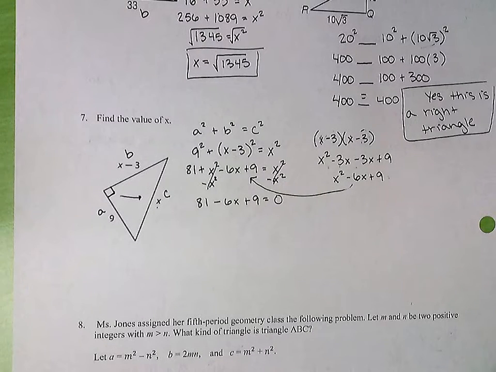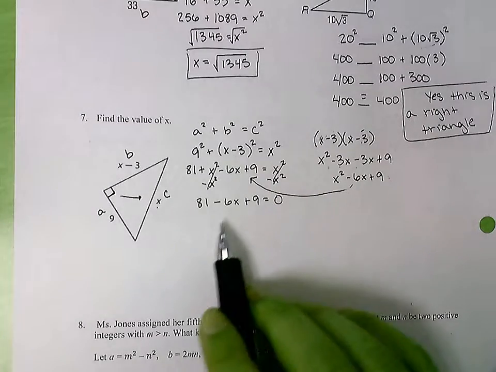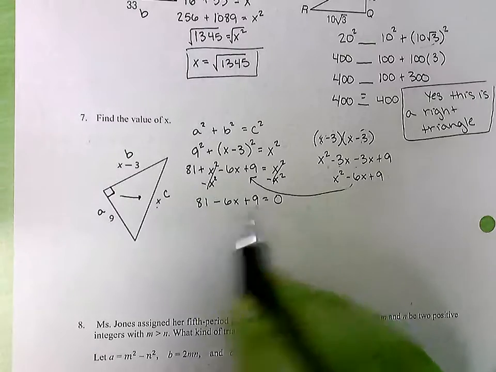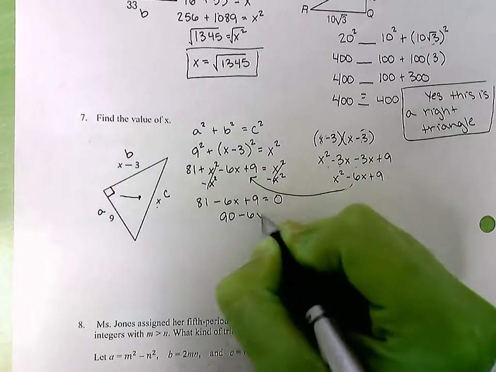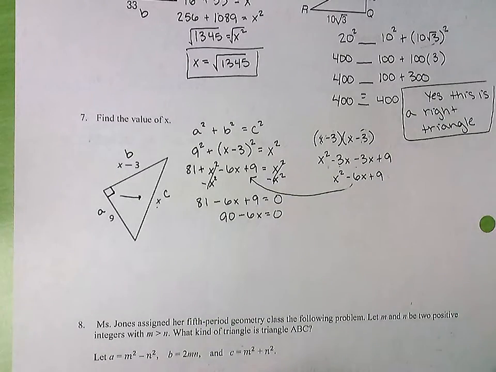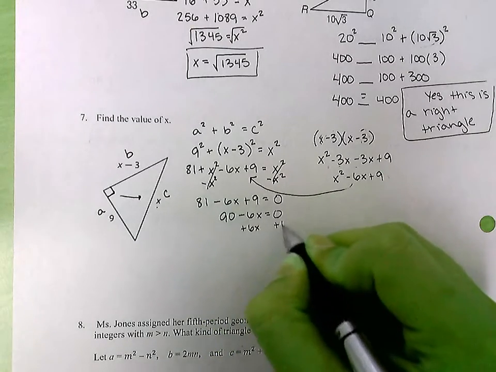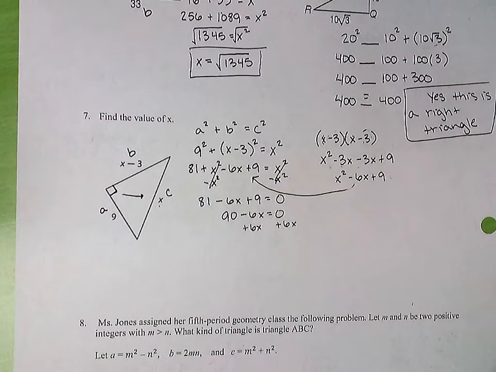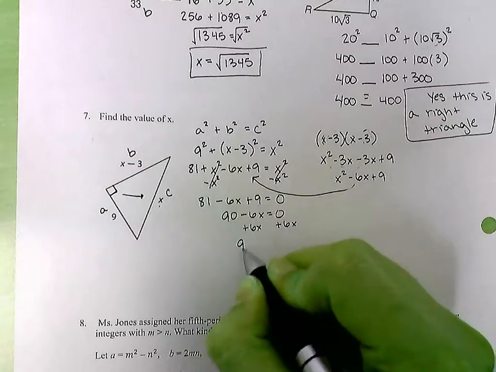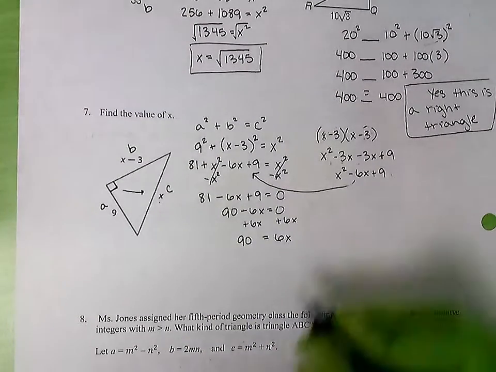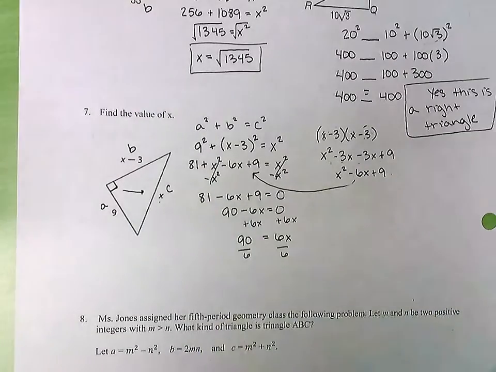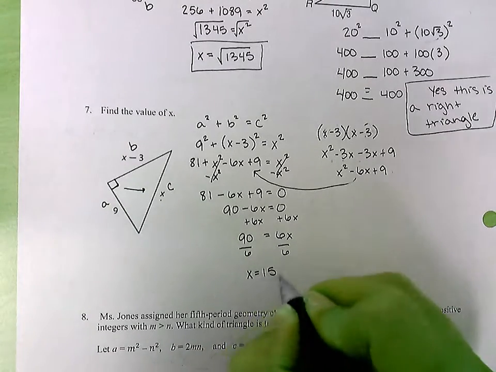When they cancel on that right-hand side, it's equal to 0. It doesn't equal 1, doesn't go away. It's 0. I can combine these two numbers, right? 81 and 9. It's 90 minus 6x equals 0. I'm going to add 6x to both sides just so I can get that x value on one side of my equation. So I have 90 is equal to 6x. I can divide both sides by 6. So x will be equal to 15.